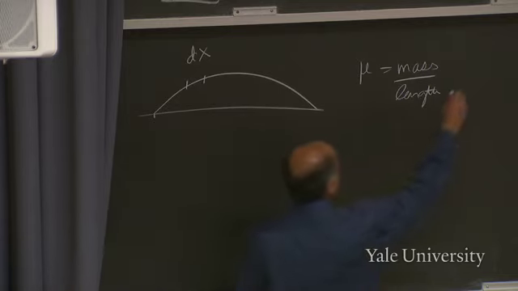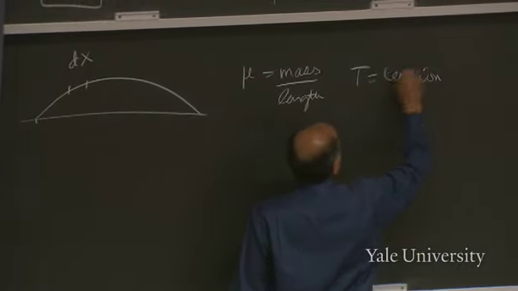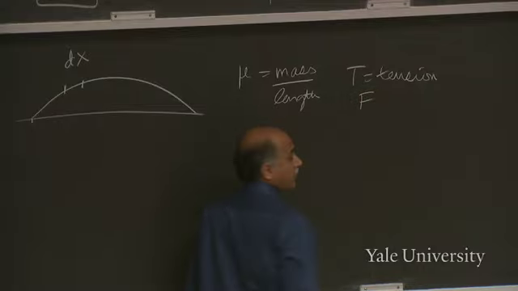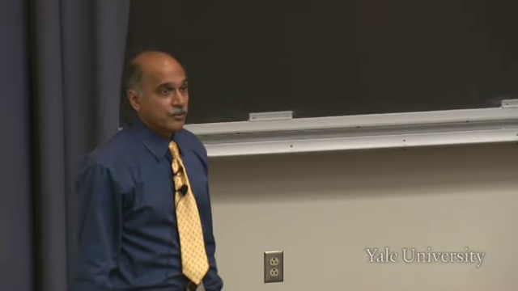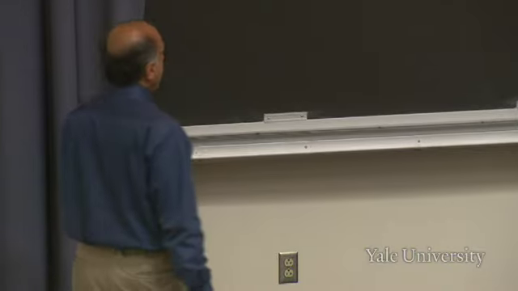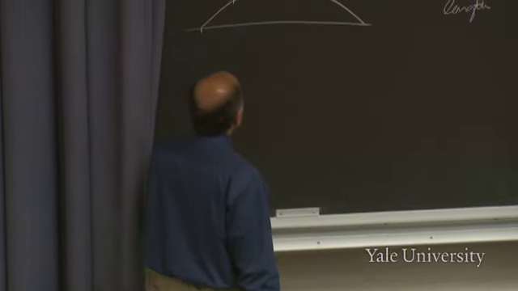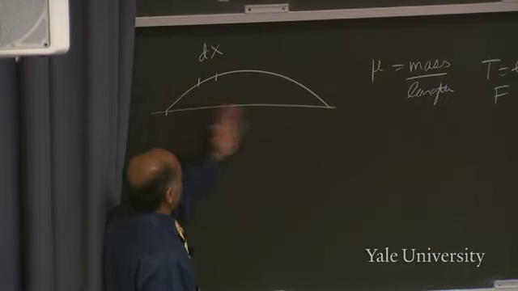And T is the tension. The textbook may use F for tension because T is the time period also. So it depends on what symbol they use in the book. I'm not completely sure. I'm going to call it T because it's been called T in the past. Now, I pull this thing, and I want to know what the whole string will do.